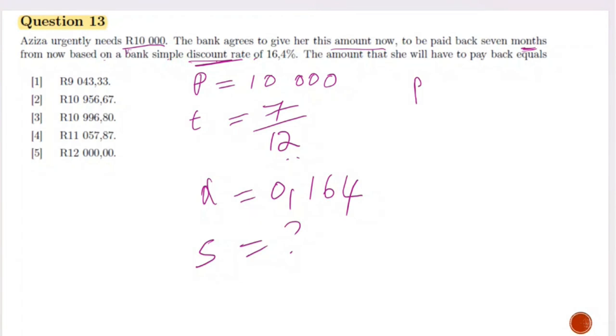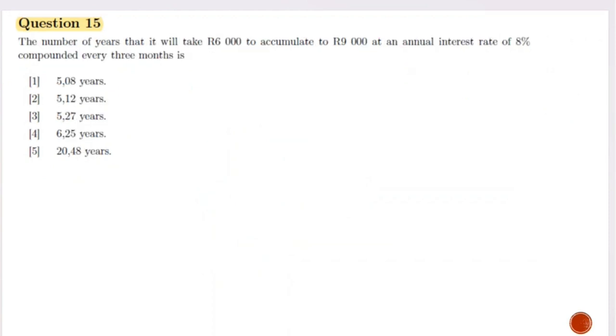Your P is equal to S into 1 minus DT. So this will be the formula that you are going to apply to get your S. What is important is to decontextualize what you are given, write everything down, what the formula is required, to get the formula, and then you do the substitution.